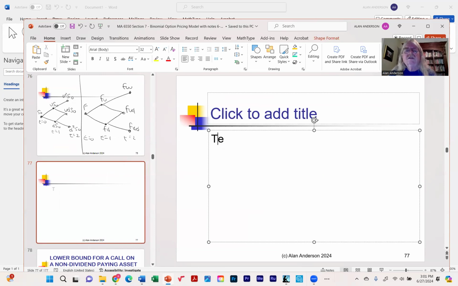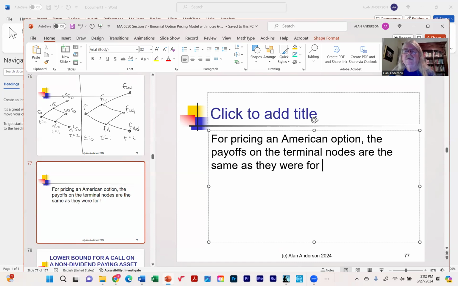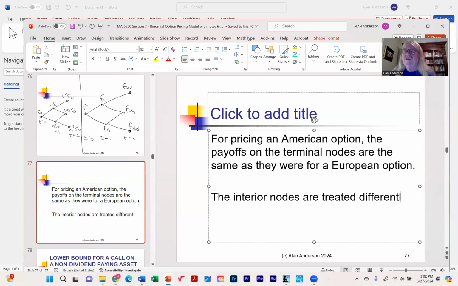So the values for pricing an American option, the payoffs on the terminal nodes are the same as they were for a European option. Interior nodes are treated a little differently, though, to allow for the potential, at least, for early exercise.